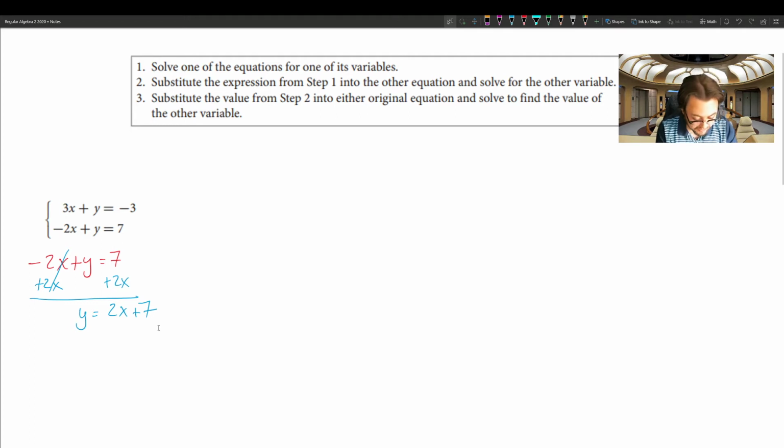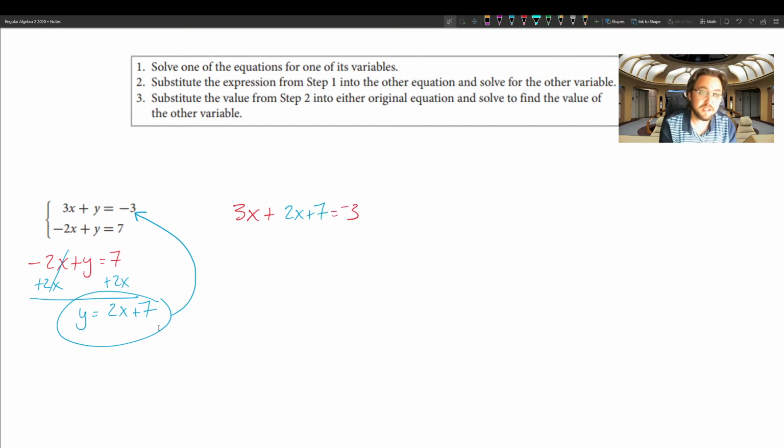Step 2 is I'm going to take this equation that I've got, and I'm going to put it into the equation I didn't mess with yet, which is the top one. So I'm going to replace where it says y with this stuff. So the top equation says 3x plus, and where it says y, I'm going to replace it with 2x plus 7, and then equals negative 3. And now I'm going to solve it just like I would a normal equation. So 3x plus 2x is 5x, plus 7 equals negative 3.